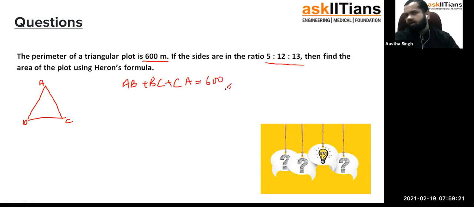Just try to solve this, guys. Try to solve this question. Then see how I'm solving, right? Just try to solve this question.